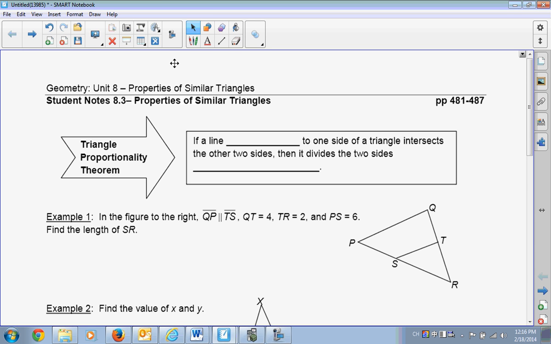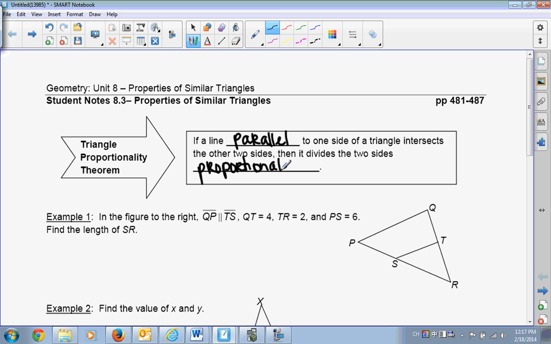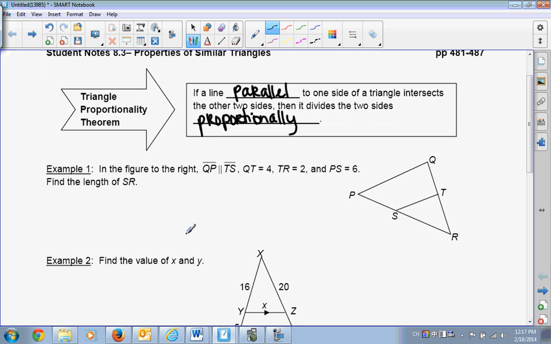It's very similar to what we've already been doing, and we're going to start with the triangle proportionality theorem, which just states that if a line parallel to one side of a triangle intersects the other two sides, then it divides the two sides proportionally. Okay, let me show you what that means simply by doing example number 1.